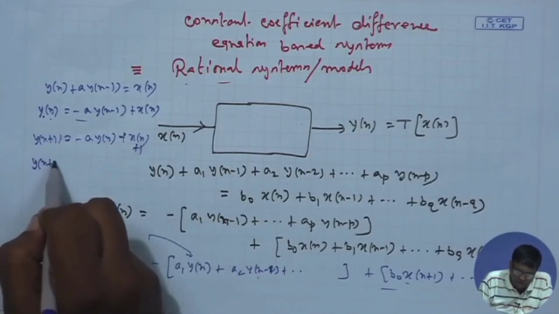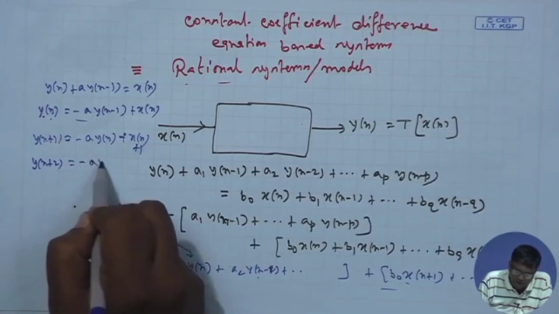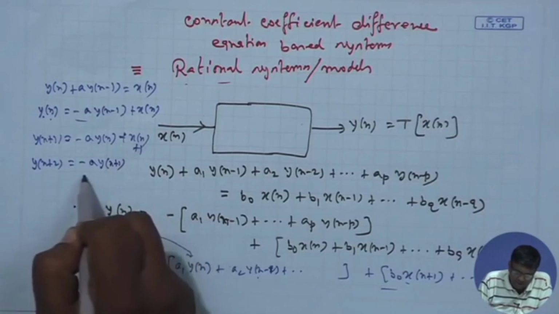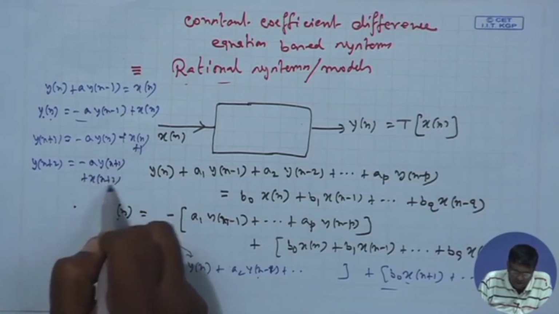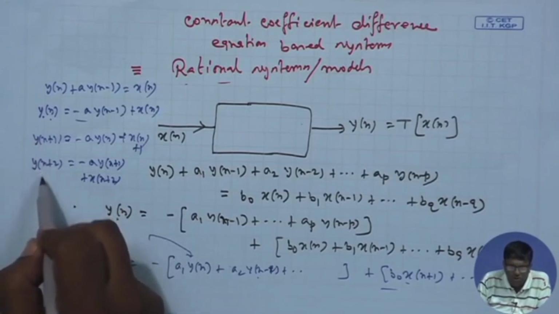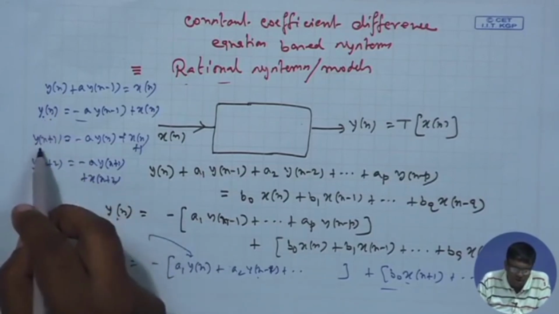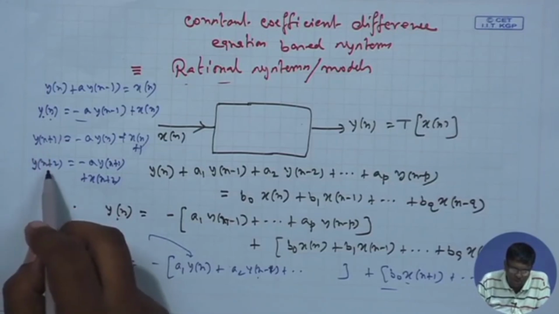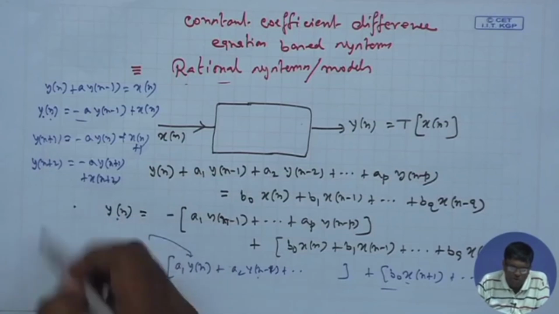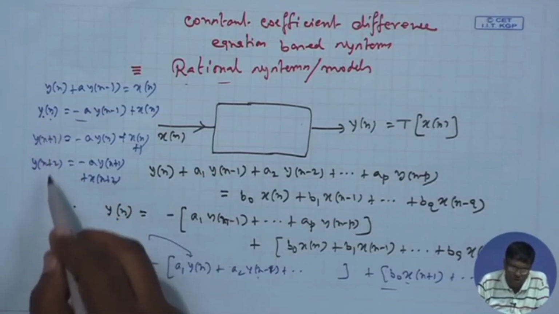Then go to y[n+2], it will be minus a times y[n+1], one index less, plus x[n+2]. This is the current input, known, and y[n+1] already obtained. So, y[n+2] is known, and this way. So, from y[n] you get to know y[n+1]. y[n+2] uses y[n+1], which is computed already. So, recursively you go forward from y[n] to y[n+1], y[n+2] like that.